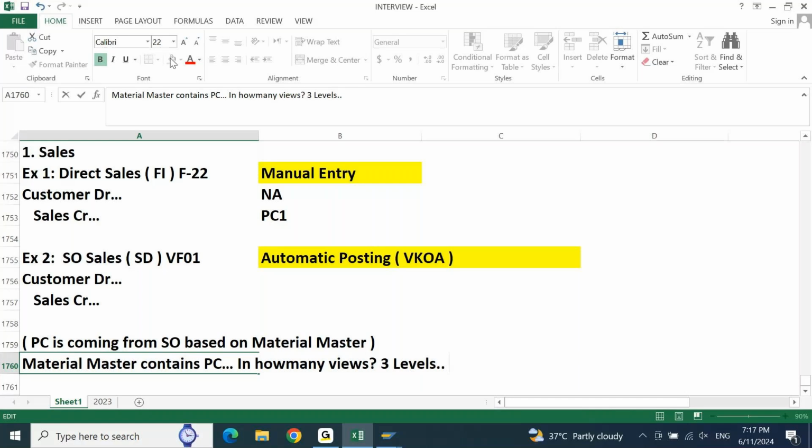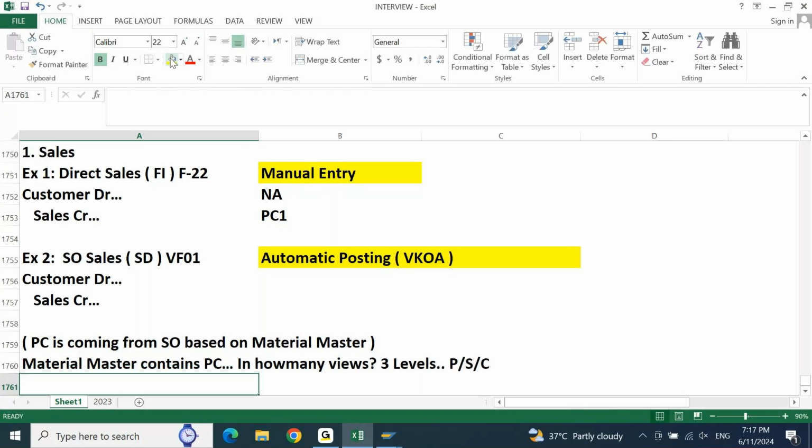One is your purchasing view, another one is the sales view, another is costing view. Am I correct? Yes, sir. One of the purchasing view will contain, one of the sales view will contain, one of the costing view contains, because not necessarily every material contains all the three views. Am I correct? Correct, sir. Not necessarily every material contains all the views, but purchasing is mandatory for every material.